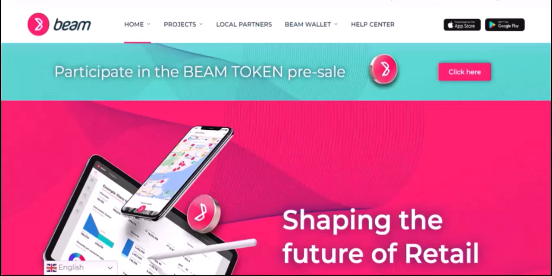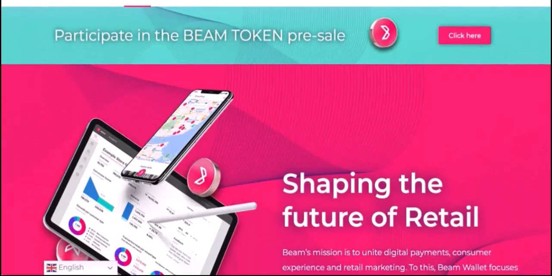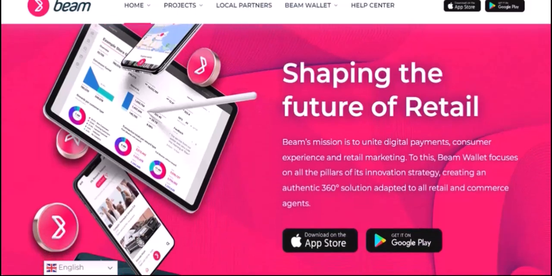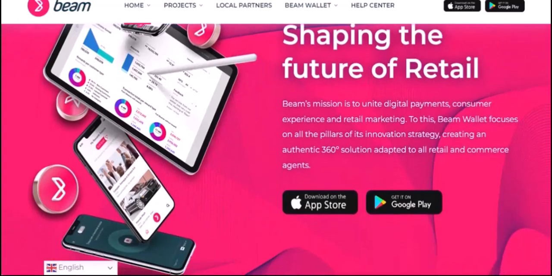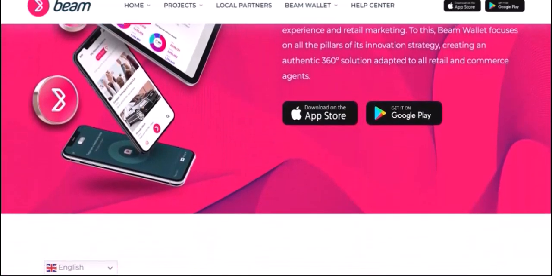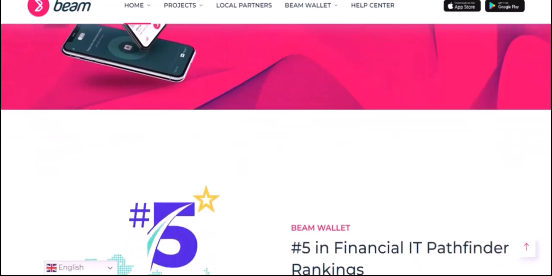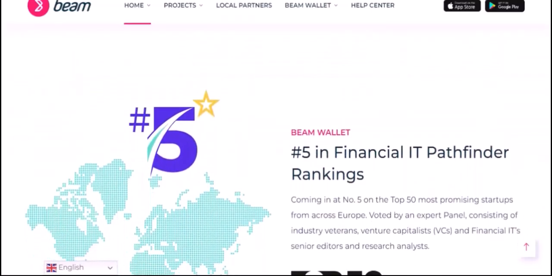Understanding Beam Wallet. Before we delve into the specifics of how Beam Wallet receives funds, let's briefly recap what it is. Beam Wallet is a non-custodial wallet, which means you, the user, have complete control over your private keys. These keys are like passwords to your digital fortune, and they're stored securely on your device.